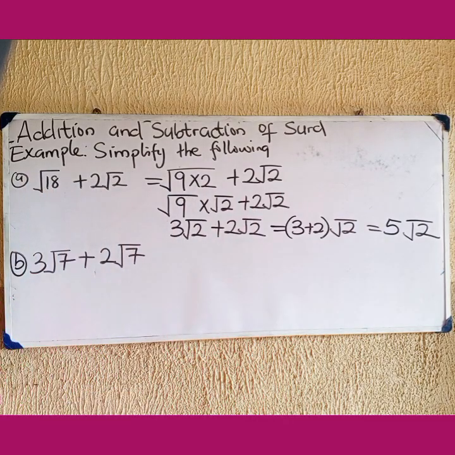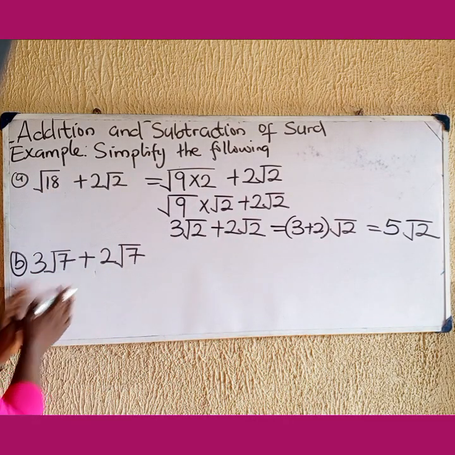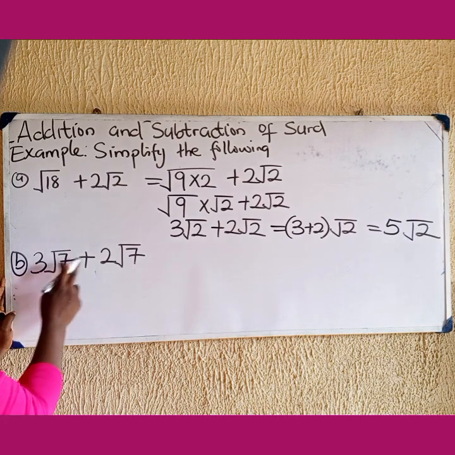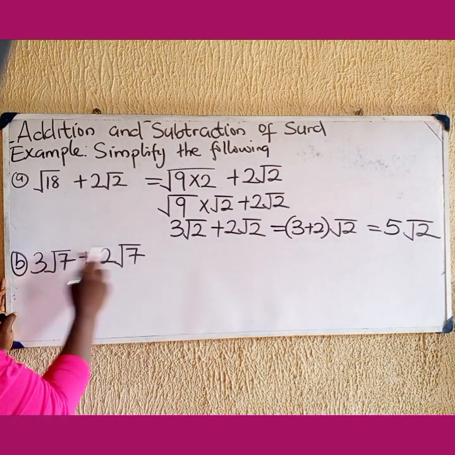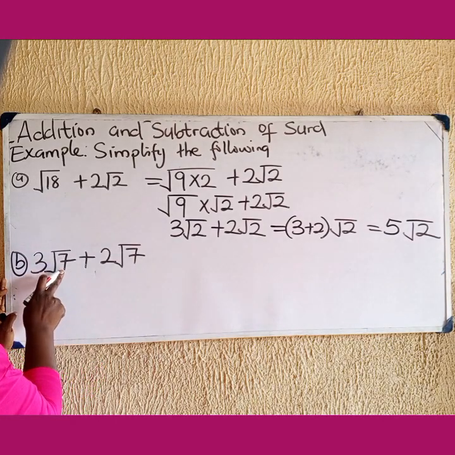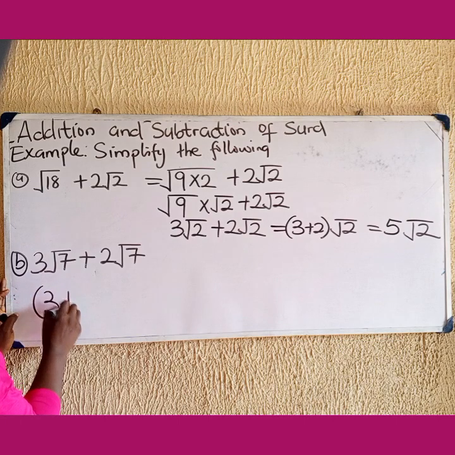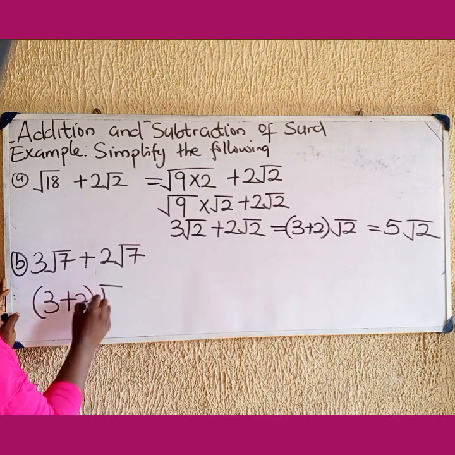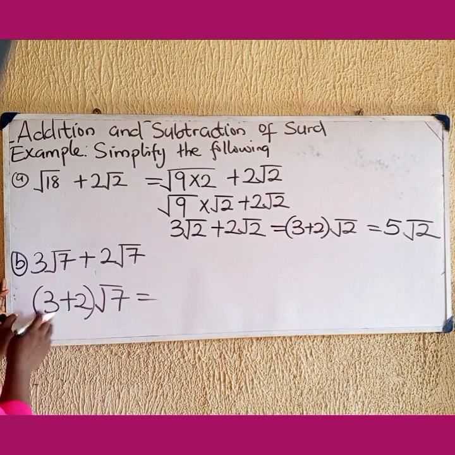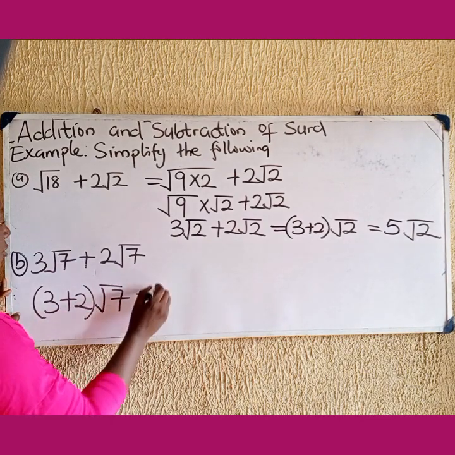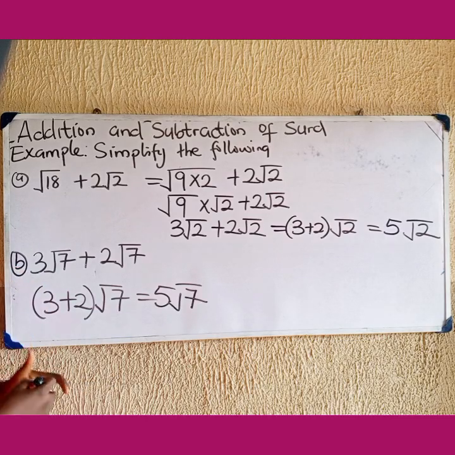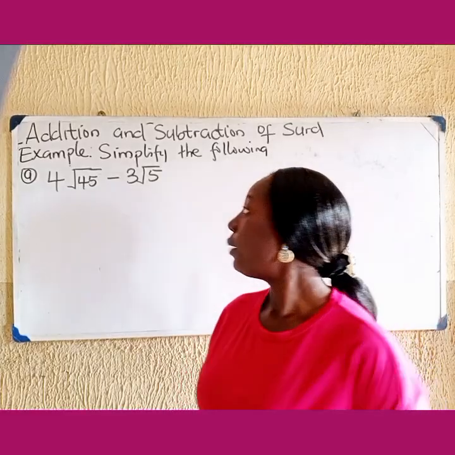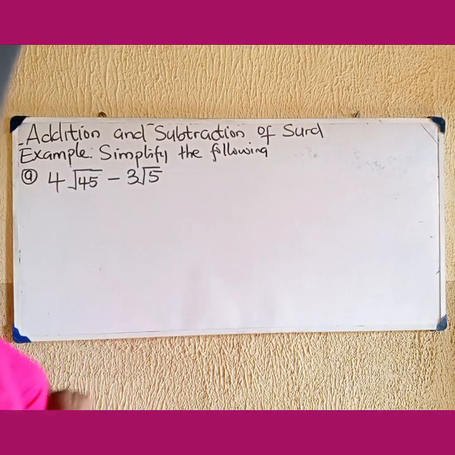I hope it's clear. Now coming to this place, I have 3 root 7 plus 2 root 7. So they have like surds, which is root 7 and root 7. So I'll factor out 3 plus 2 root 7. And 3 plus 2 gives me 5 root 7. Very easy. I hope it's clear. Now let's solve this one.